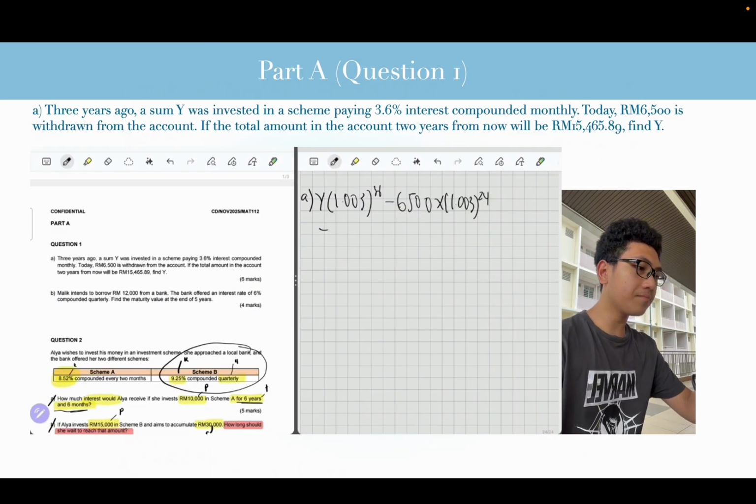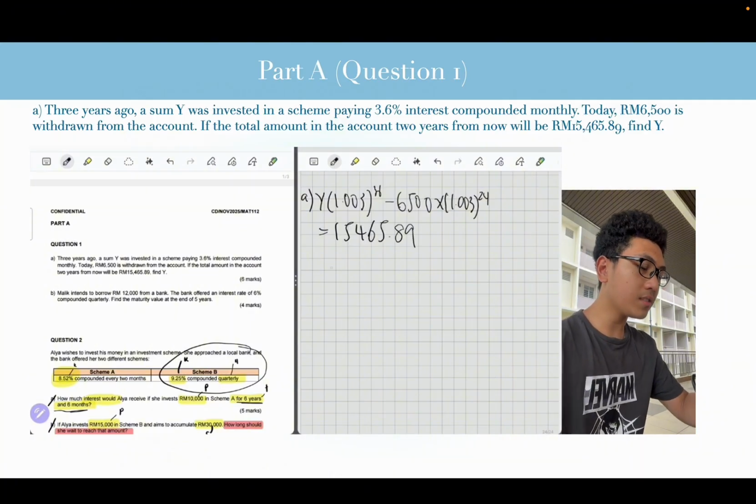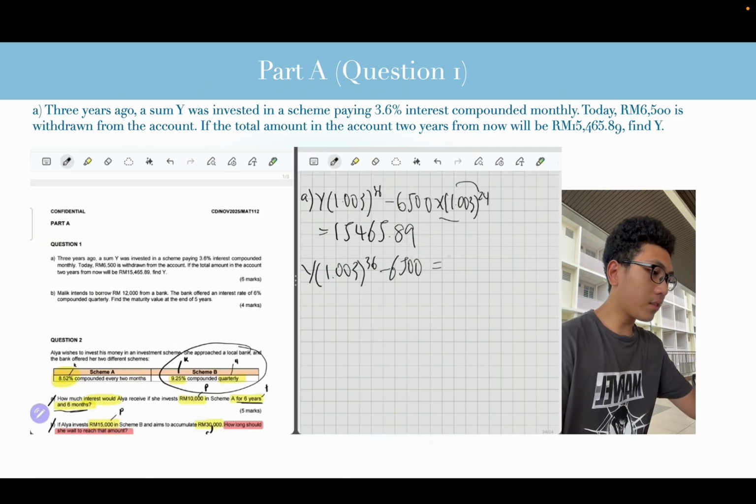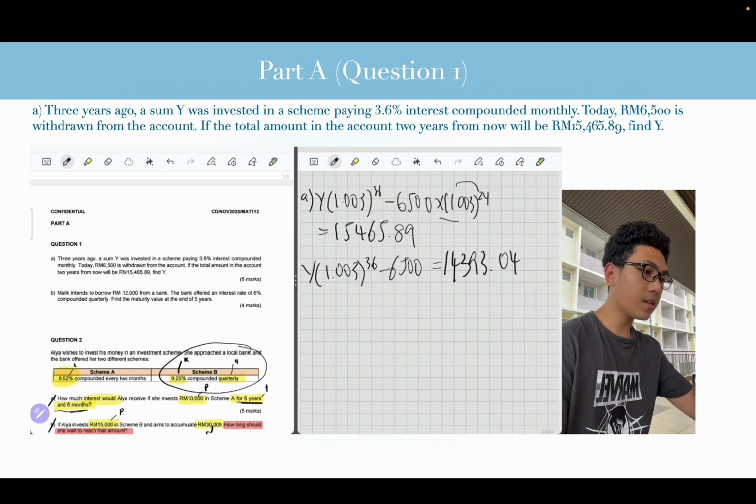This is because the remaining amount will grow for 24 months as interest is compounded monthly, as said in the question. These two equations equal to 15,465.89. Now we can solve for Y. So first, we move the times 1.003 to the power 24 to the right to become divide. So the answer will become 14,393.04. Next, we move the minus 6,500 to the right to become plus.